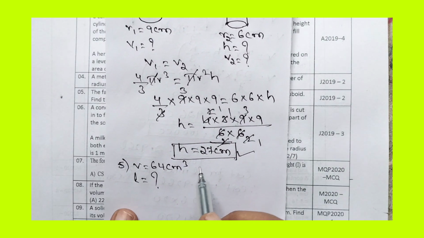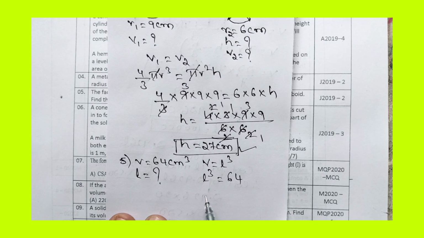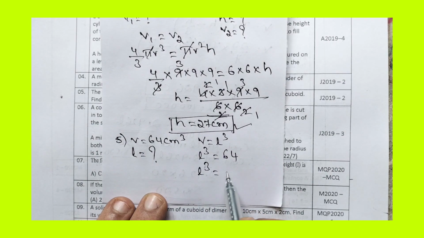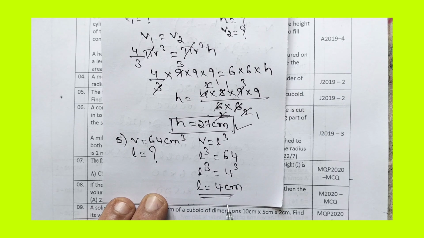So by using the formula, let us use the formula V is equal to L cube. So L cube is equal to V, that is 64. So L cube is equal to 64 can be written as 4 cube. Therefore L is equal to 4 centimeter. Each side of a cube measures 4 centimeter.